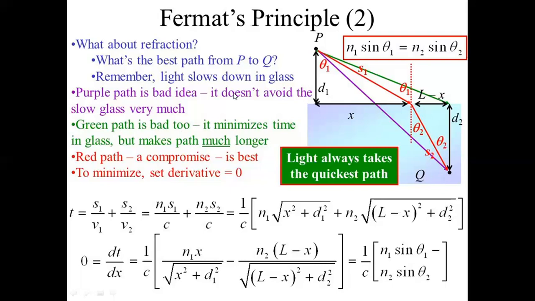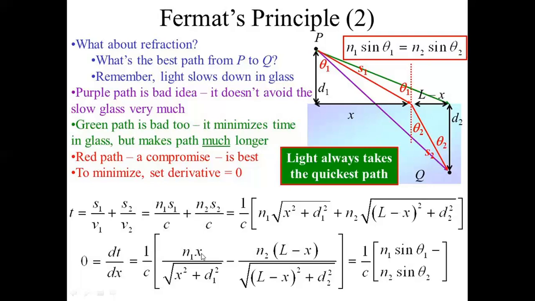And the theorem of Fermat says that light goes along the path where it needs the least time. So the least time means the derivative tends to 0. Now I differentiate the equation: dt by dx, that is 0, is equal to 1 by c times, and doing the differentiation of this equation, the result is n1 x by root over x square plus d1 square minus n2 l minus x by root over l minus x whole square plus d2 square.